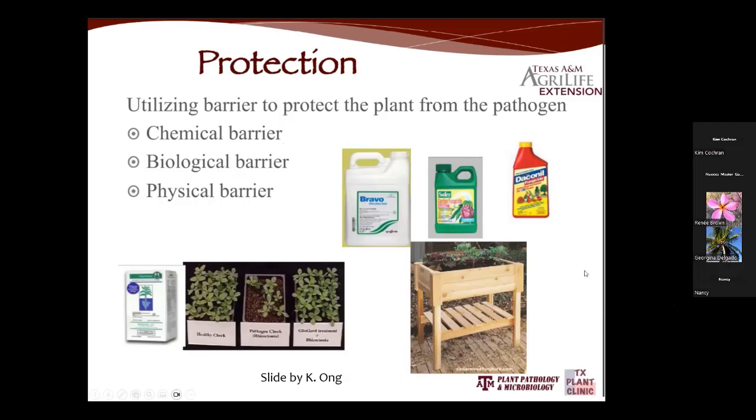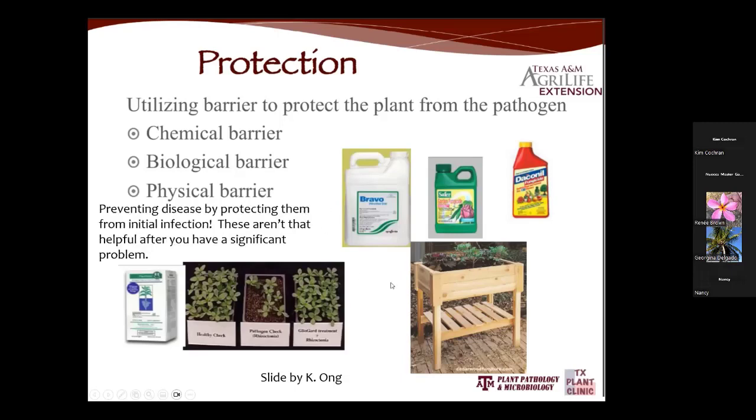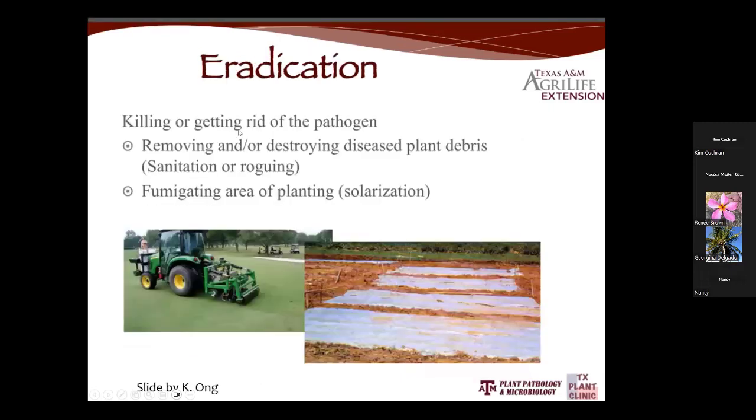Now, a physical barrier is just physically putting your plants in a different spot. Let's say you have an heirloom tomato that's super susceptible to root knot nematode, and you really want to plant it, but you have root knot in your garden. So I would just recommend plant it in a raised bed or a container. Problem solved. So it can be a really simple solution for what seems like a really big problem. So those are all great options.